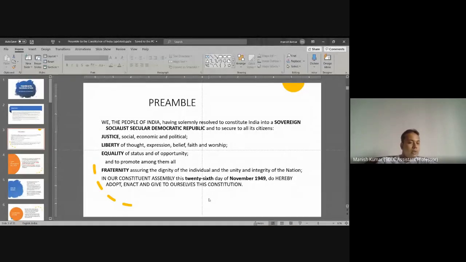Is this the original preamble when it was first implemented? Before moving on to that, you have to keep in mind the keywords in the preamble. We, the people of India, then sovereign, socialist, secular, democratic republic. Justice of which kind? Social, economic, political; liberty of thought, expression, belief, faith, and worship; equality of status and opportunity. Why? To promote, for whom? To promote among them all. Then comes the fraternity. And when the Constitution was enacted, everything is here in this preamble.